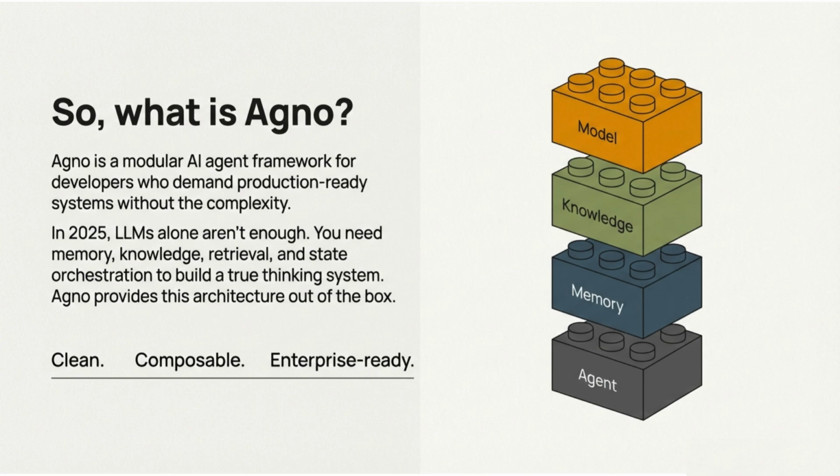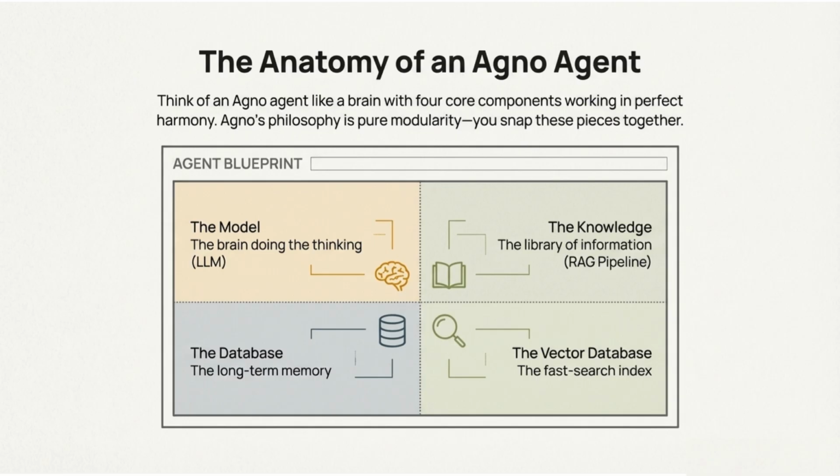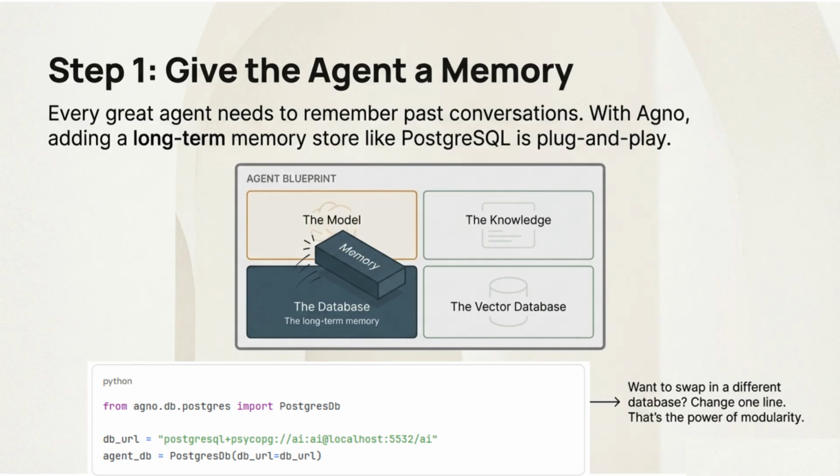Simple, powerful, future proof. Think of an Agno agent like a human brain. Four core components working in perfect harmony. The model, that's the brain doing the thinking, the knowledge layer, your library of information, the vector database, the index that makes searching lightning fast, and the database, your long term memory. Agno's philosophy, pure modularity. You snap these pieces together like Lego blocks. Simple, powerful, elegant.